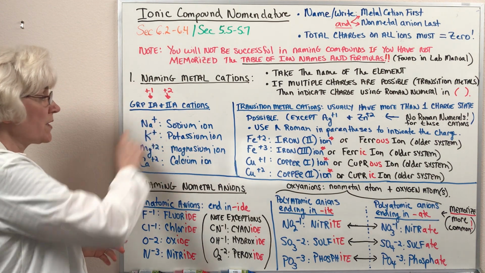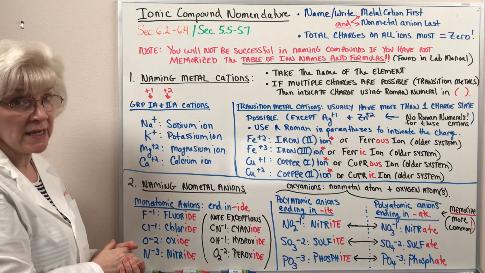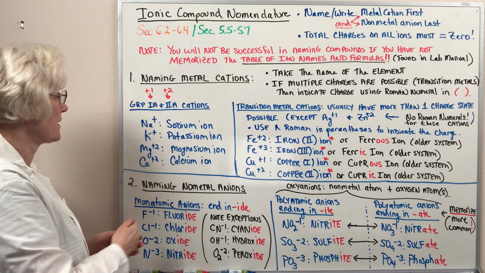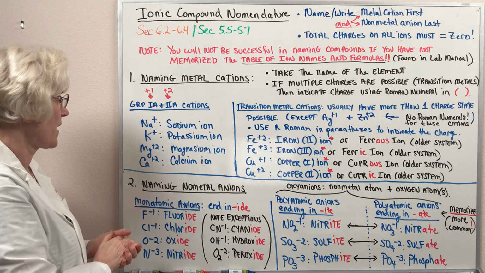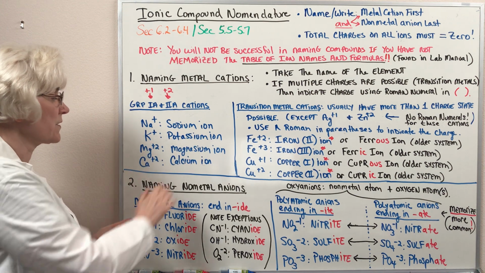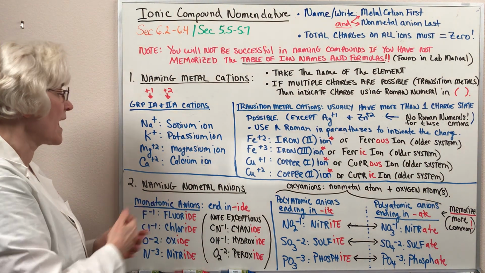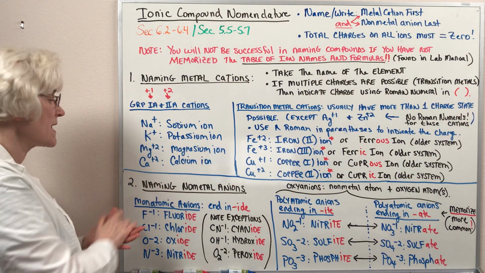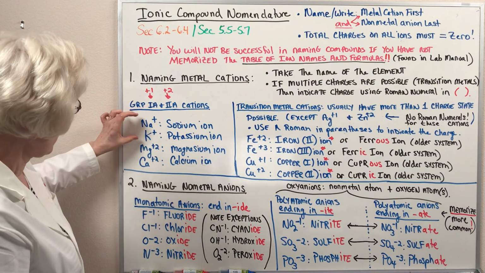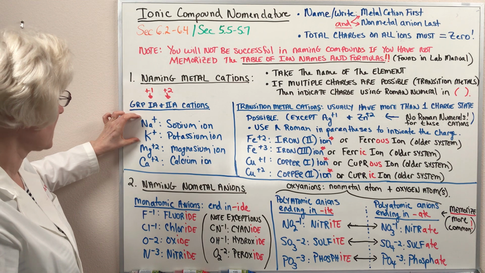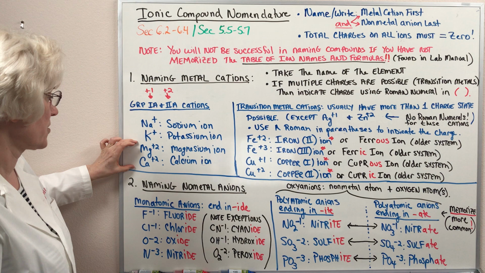Example, sodium +1, Na+1. You name it by simply naming the element, the sodium ion. Potassium +1, K+1, the potassium ion. Mg+2, the magnesium ion. We're just taking the name of the element in naming the ion. And Ca+2, the calcium ion. And of course, our group 1 cations with a +1 charge, our group 2 cations with a +2 charge.